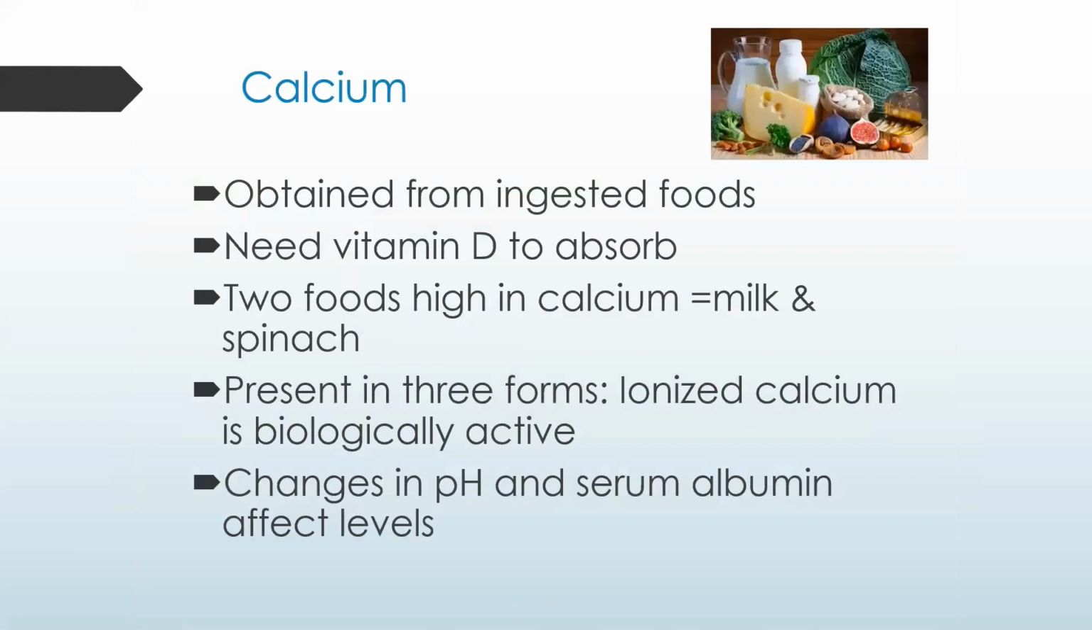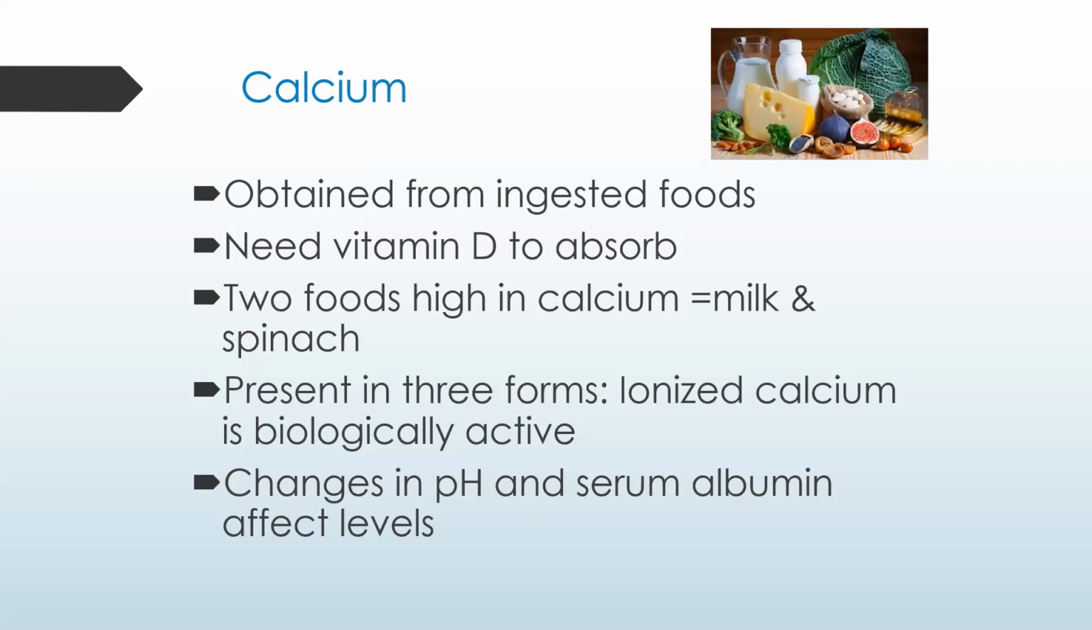The source of calcium is dietary intake. Calcium absorption requires the active form of vitamin D. Vitamin D is either ingested in the diet or made in the skin by the action of sunlight on cholesterol. Foods high in calcium include milk and spinach. Calcium is present in the serum in three forms: free or ionized, bound to protein, primarily albumin, and the remainder bound with phosphate, citrate, or carbonate. The ionized or free calcium is biologically active.